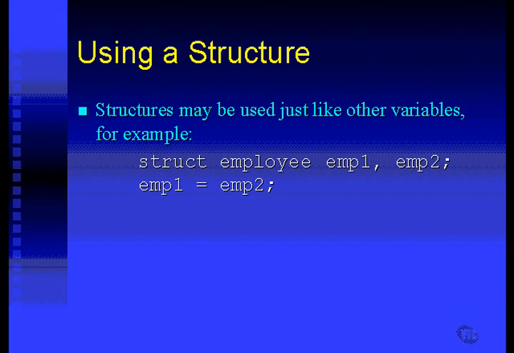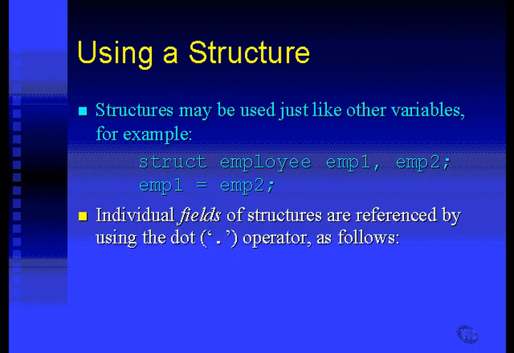If you want to access the individual fields of the structure, you do that by using the dot operator, and this is how it looks. You might say emp1.age equals 34. Remember that age is one of the fields of the structure that you created earlier. So let's go and have a look now at some code example for that.